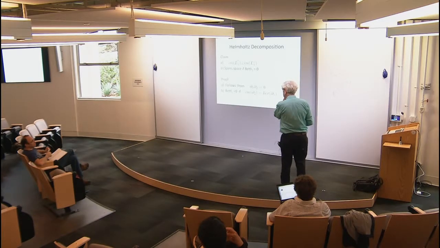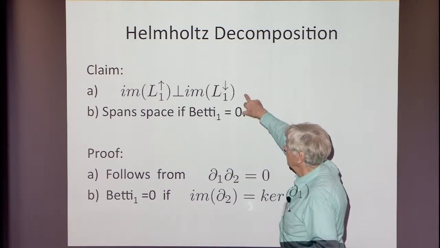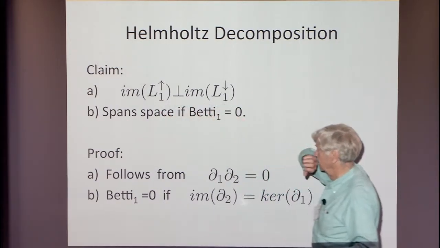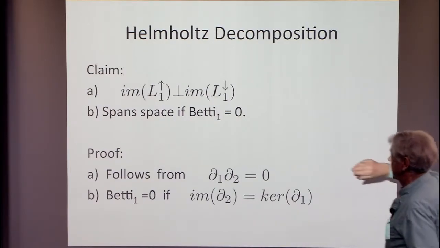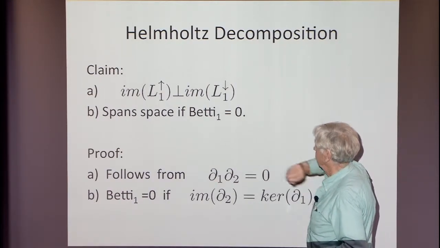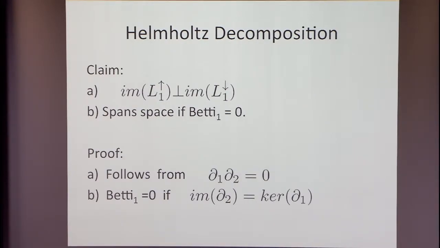What I want to claim is this: if you look at the image of these two operators, they're orthogonal. And I claim that if beta is 0, this is the Helmholtz decomposition, and in fact it is the whole space. So in some sense, they're projections. I think in the end these are right. They weren't in the lower dimensional case.